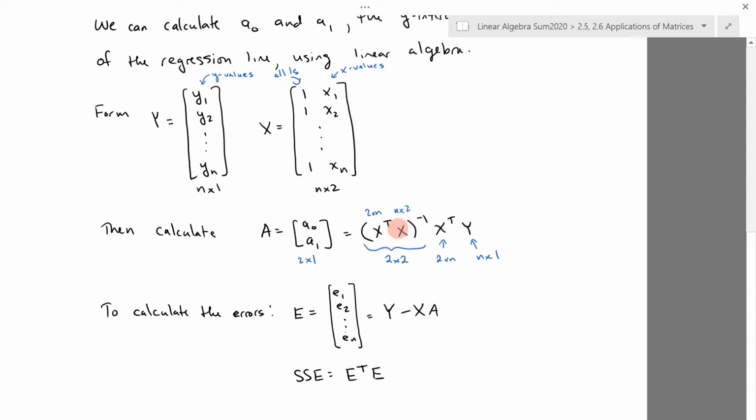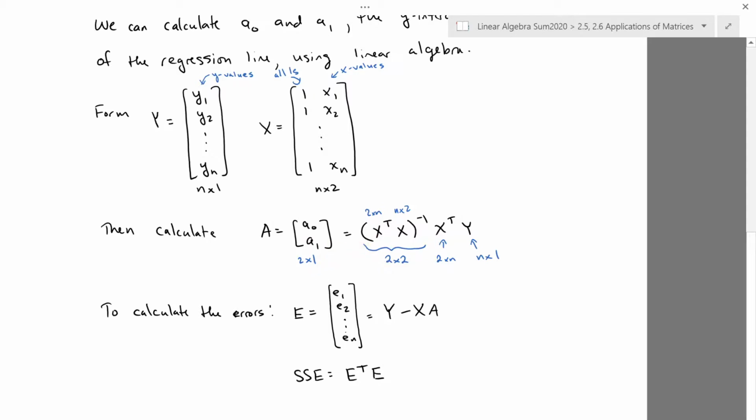And if you take the inverse of that, that's still a 2 by 2 matrix. Then X transpose again is a 2 by n matrix, and then Y is an n by 1 matrix. So this inverse part is a 2 by 2 matrix, this X transpose is 2 by n, and then Y is n by 1. You can see that this becomes a 2 by n, and then multiplying this becomes a 2 by 1 matrix. Then the first entry here will give us A0, and this entry here will give us A1.